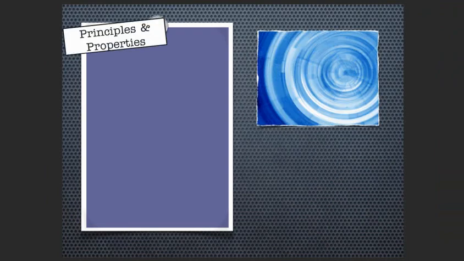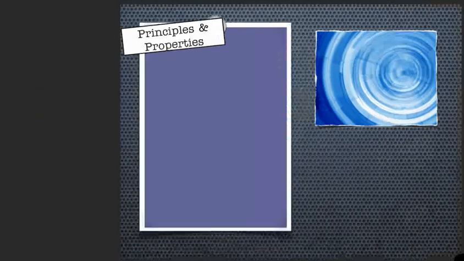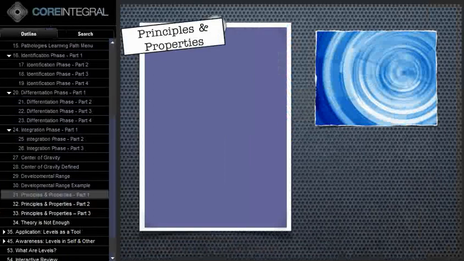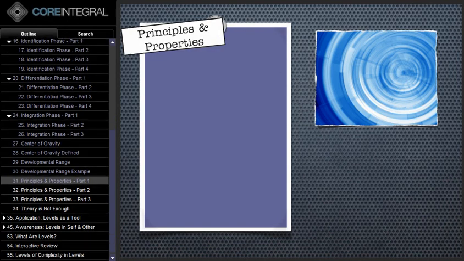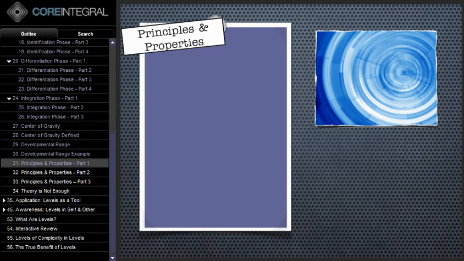All right, you made it through the longest theory learning path in this entire course. Nice work. We've covered a huge amount of information on a variety of topics from holons to altitude to center of gravity. As we bring this in for a landing and prepare to shift to awareness and application of levels, let's conclude by distilling this learning into the key principles and properties of individual development.